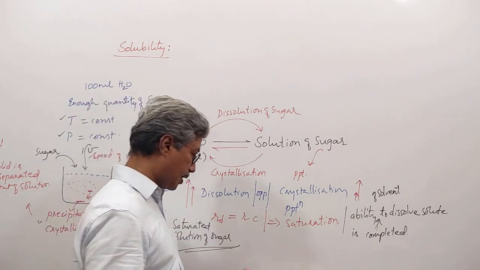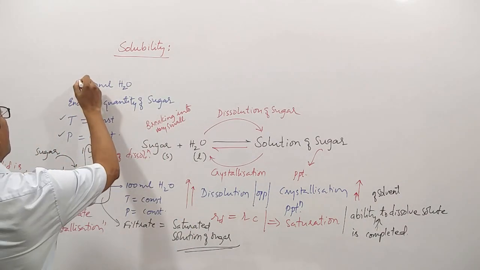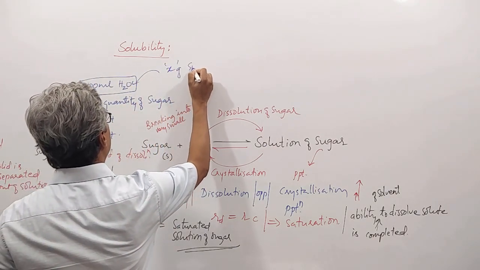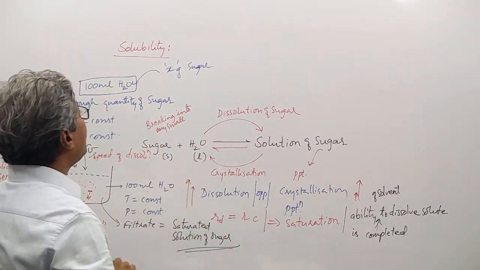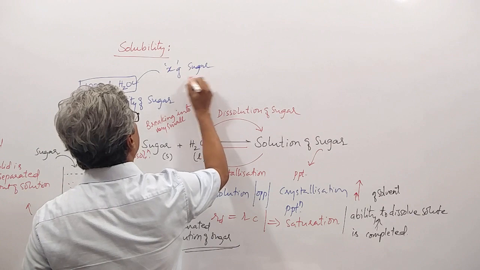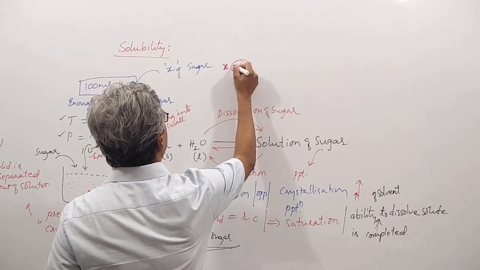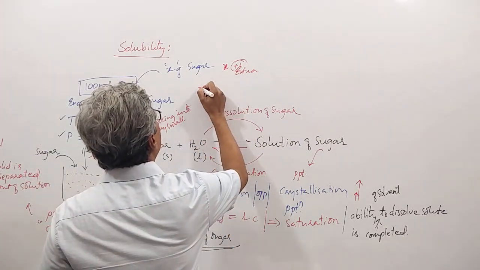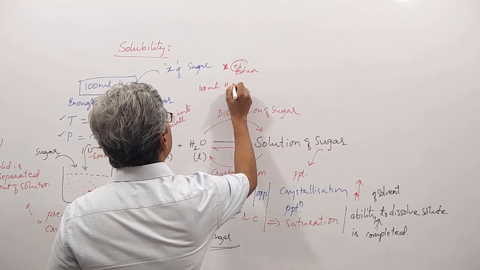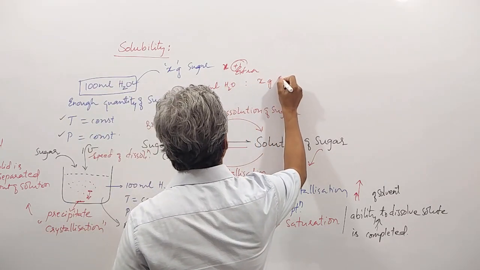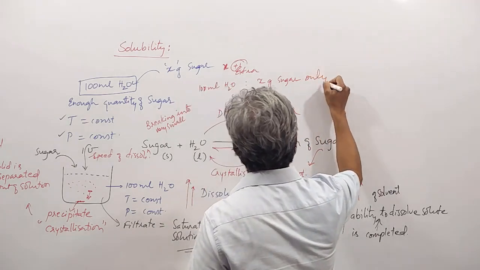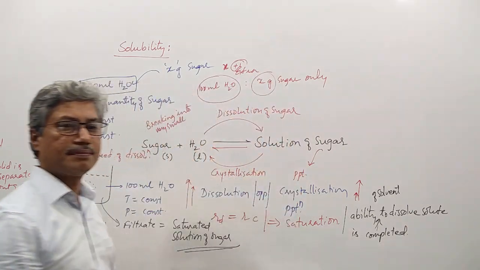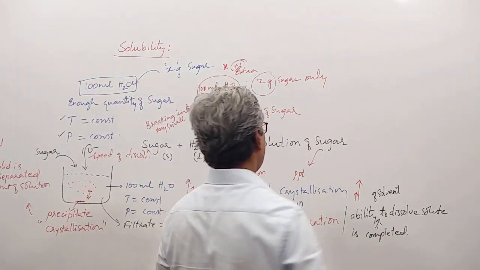Now in the saturated solution, that means you have got 100 ml water, into that you have added x gram of sugar. Then a little extra of sugar will not dissolve. It means that 100 ml water can dissolve x gram of sugar only. That means its solubility is x gram. Now let us define solubility.